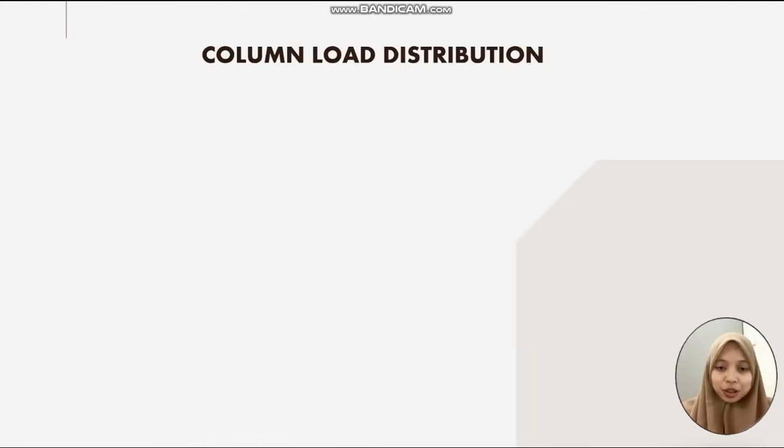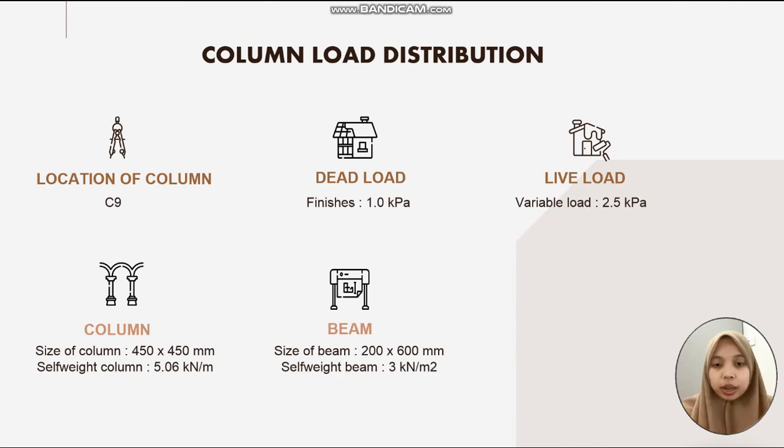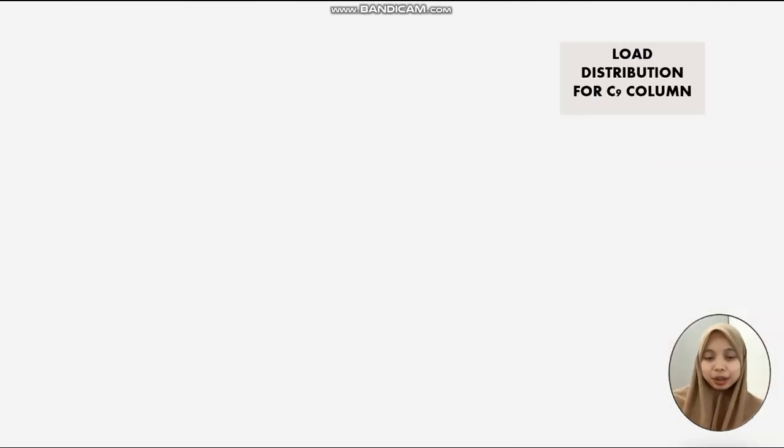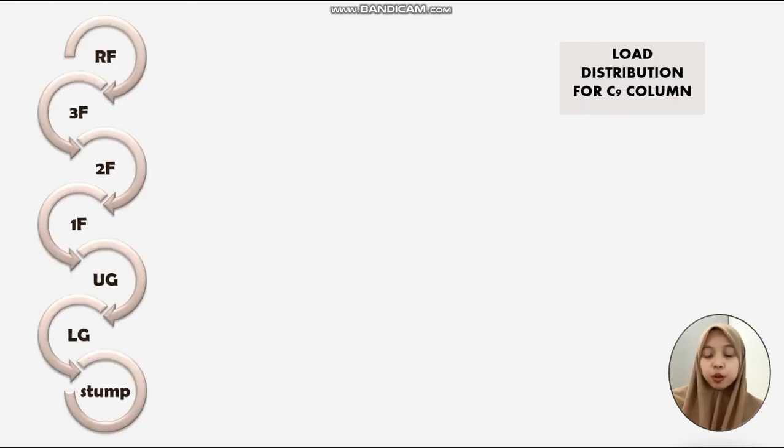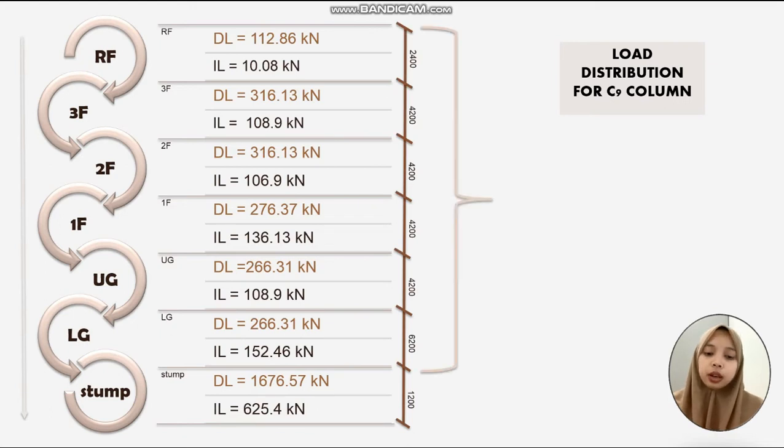For the loading analysis of the column design, here is some of the information, such as dead load, live load, size of column and beam with the self-weight, as well as the slab. Next, I'll explain the load distribution for the C9 column. Firstly, started from the top, the load distributed from the roof floor carrying dead load and imposed load is transferred to the next bottom floor until the stump. Each floor has its own dead load and imposed load as tabulated in the table. Therefore, for the column, the dead load determined is 1670.5 kN and the imposed load obtained is 472.9 kN.